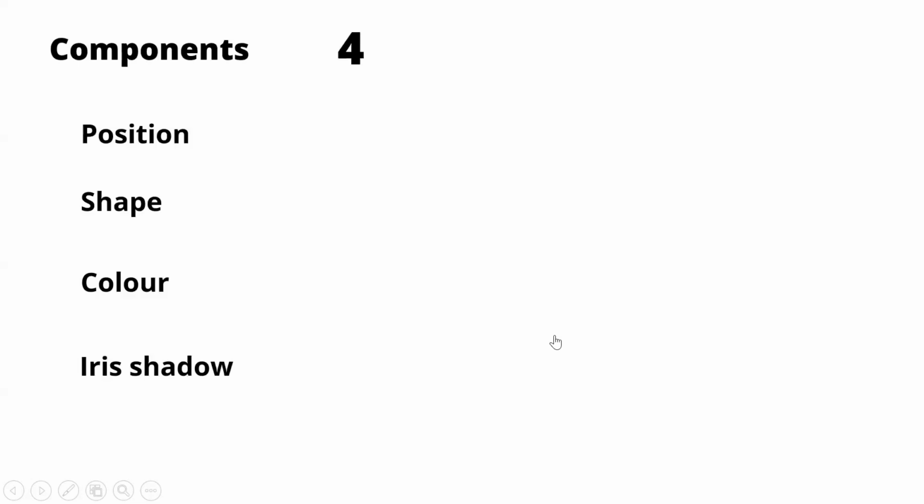In this video, we'll learn about lens examination. What are the points that you will look at and how do you present them? There are four components that you would look at when you're examining the lens: the position, the shape, the color, and presence or absence of iris shadow.